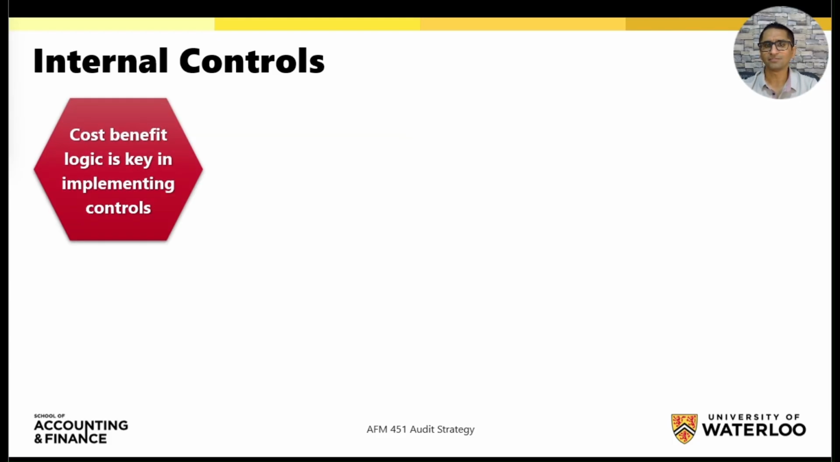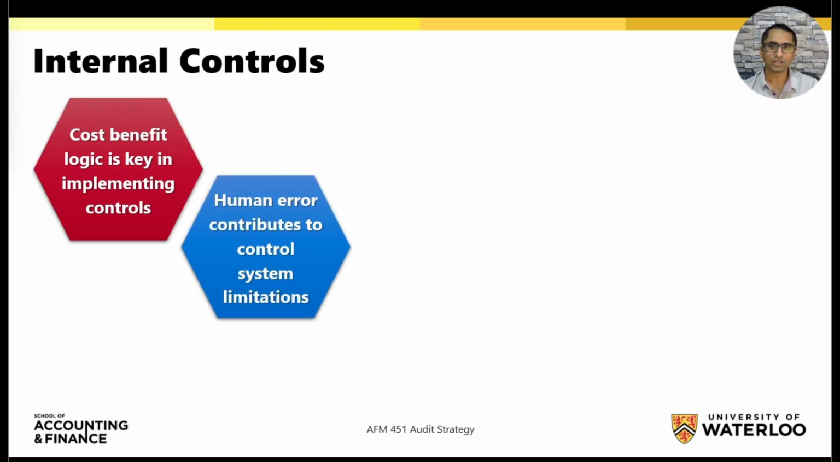Now, let's consider several key themes. First, the cost-benefit logic is central. Controls consume time, resources, and money. So organizations must design controls that are proportionate to the risks they face. A small grocery store will not implement the same level of system automation as a Walmart because the marginal benefit may not justify the marginal cost. Effective control designs require balancing risk exposure with operational practicality.